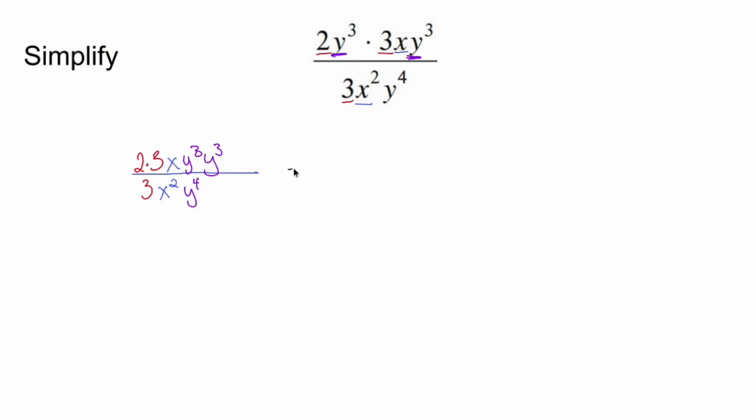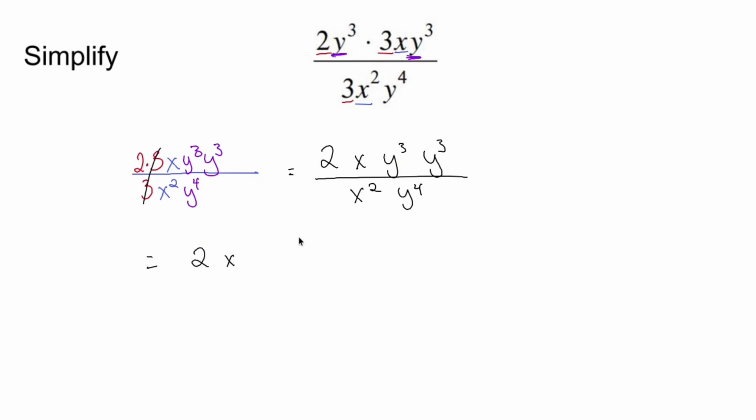Now, before we go any further, a fun little fact is since all we're doing is multiplying across the top and multiplying across the bottom, anything that's exactly the same upstairs and downstairs is allowed to cancel each other out. So I'm left with 2 times x times y to the third times y to the third over x squared times y to the fourth. Now I have several things going on here. Since I have 2 y's up here next to each other, let's combine them.